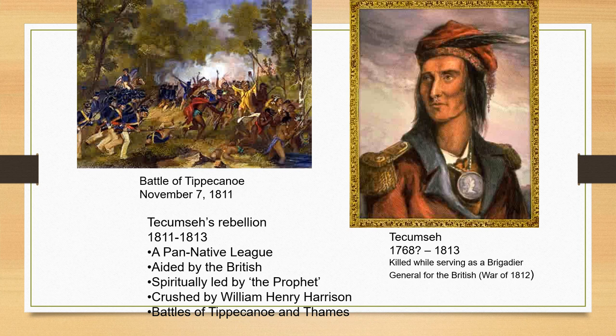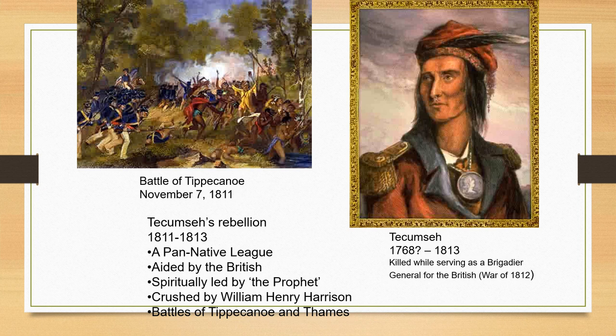However, to end this, William Henry Harrison is going to beat the Native Americans at Tippecanoe, and then later on the Battle of the Thames. And when we talk about Native American removal later on, the real result of this is that the military strength of the Native Americans is wiped out. And so they'll be ejected just a few years after all these events.